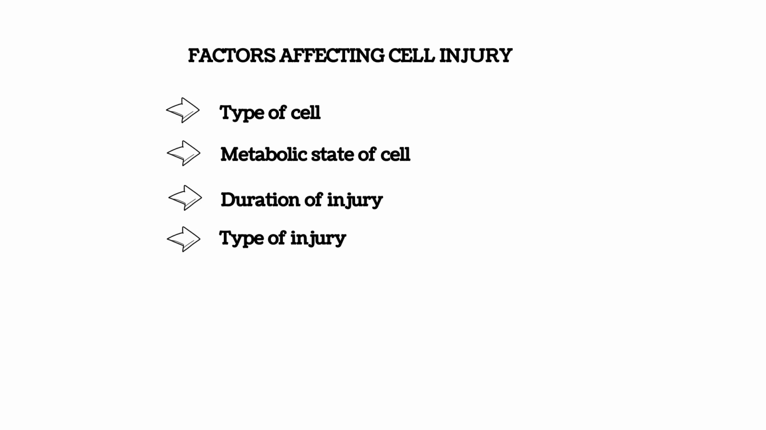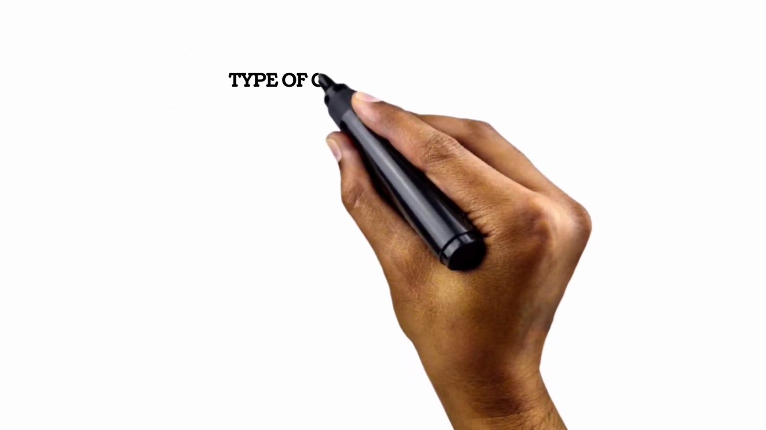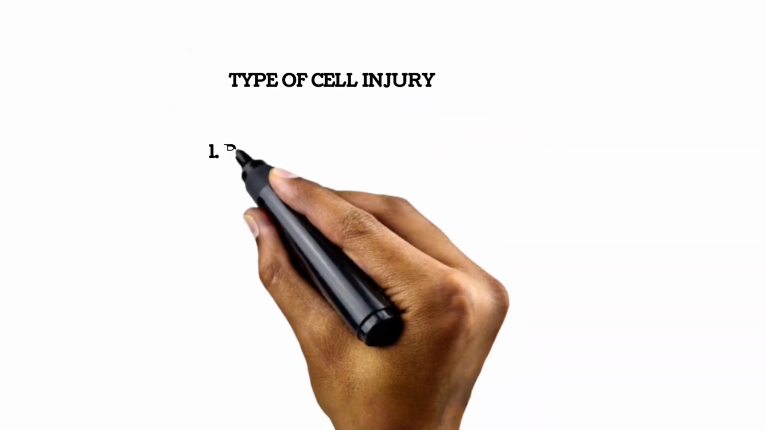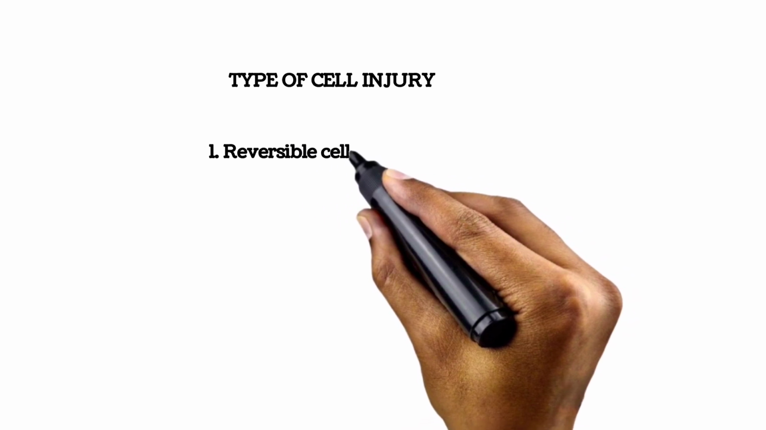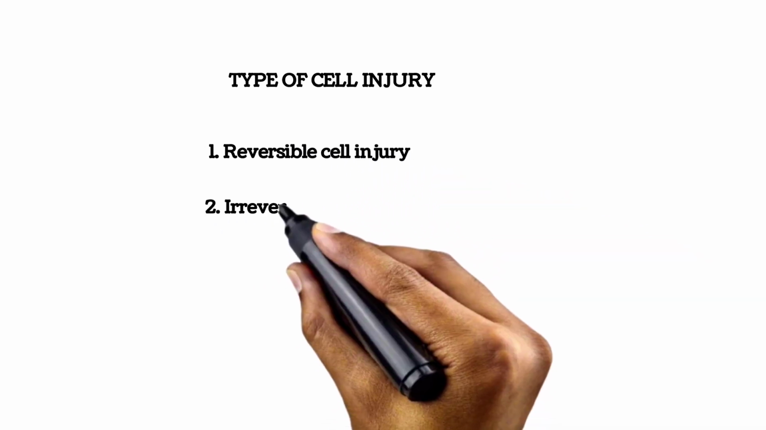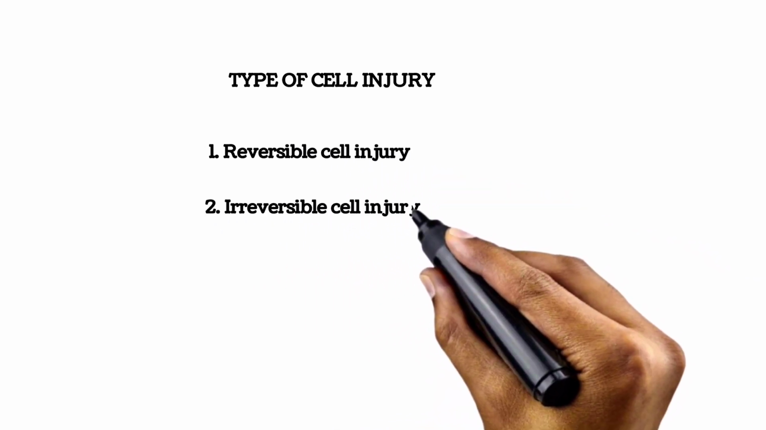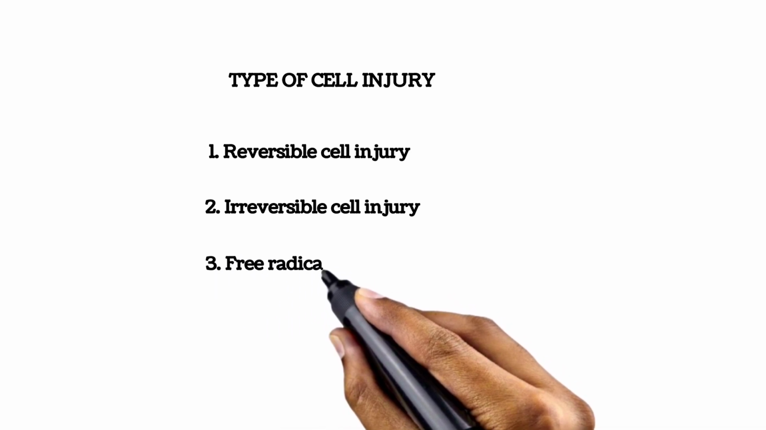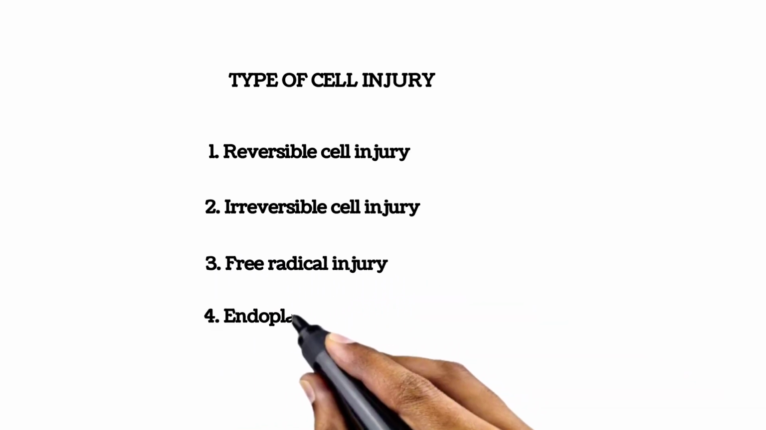Now, as I mentioned, the type of injury, let's see the different types of cell injury. There are basically four types. I have mentioned them earlier as well. First is reversible cell injury, then there is irreversible cell injury, third is free radical injury, and fourth is the endoplasmic reticulum stress or ER stress.